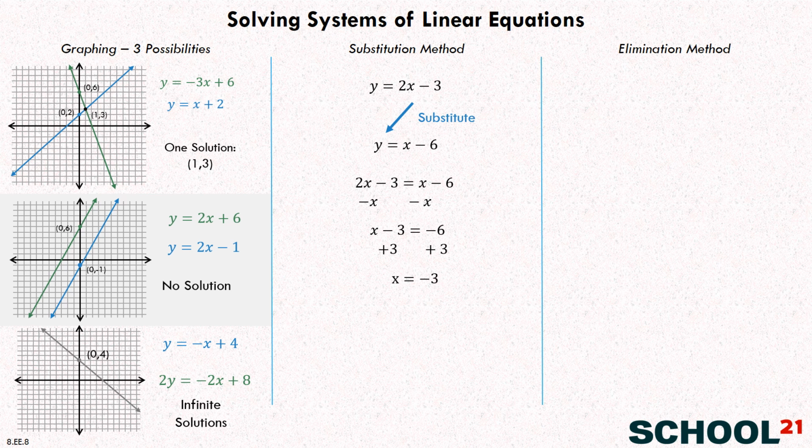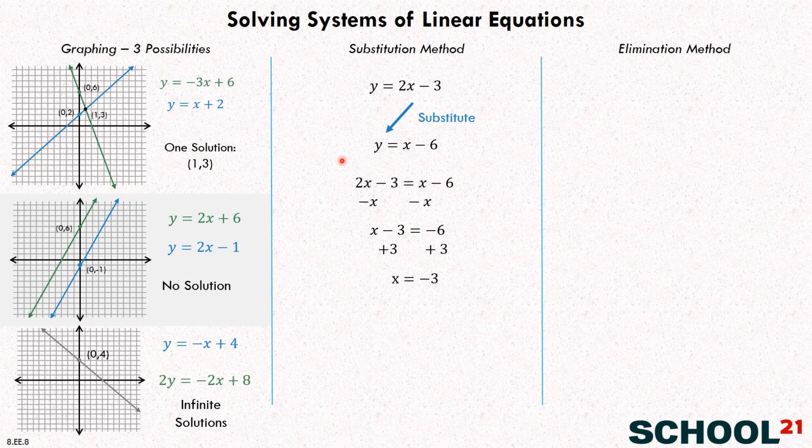Good. Now, that's not our full solution, though, right? That's just the x value. What we're looking for is an ordered pair, an x value with a y value. Because remember, when we're looking for a solution, we're really looking for that point where the two lines cross. So we need both the x value and the y value. So we can take this x value and put it back into either of our first equations, and we'll get the y value for that, okay?